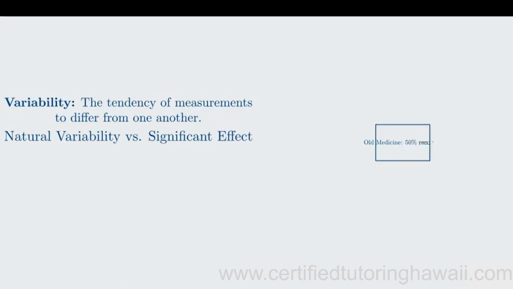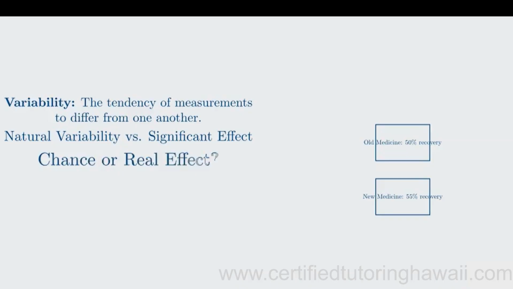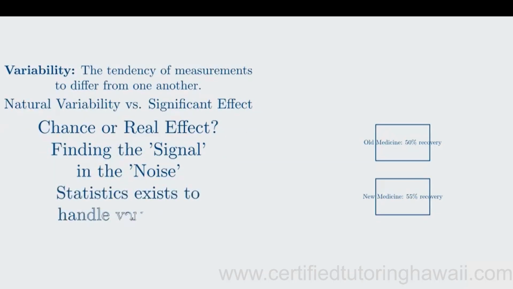Suppose a new medicine has a slightly higher recovery rate than an old one. Is that 5% difference just due to chance variability, meaning we just happened to pick a luckier group of patients? Or does the medicine actually work better? Statistics gives us the language and the math to answer that question. It helps us find the signal within the noise of variability. We have now established that variability is the reason statistics exists. Understanding how to measure and account for this variation is what the rest of this course is all about.